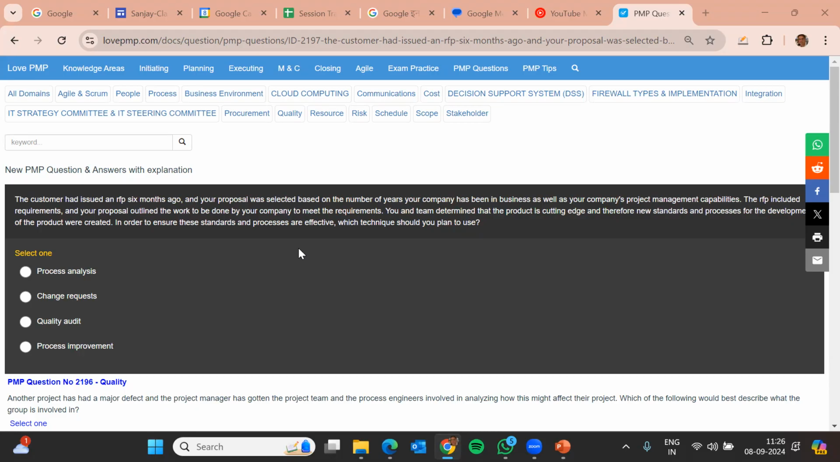But why not analyze the process as well? I mean, if I play the devil's advocate role here, Anushri, you're saying the product is cutting edge and therefore new standards and processes for development are required. Development, okay. So what process analysis would you do? That's true. Quality audit of the existing process will also be a later thing because nothing is implemented. So what remains? Top up the existing process with new processes. Yeah. So everyone agrees with Anushri, process improvement?